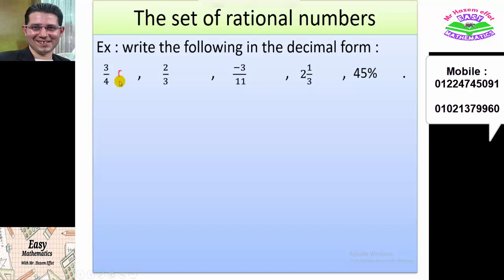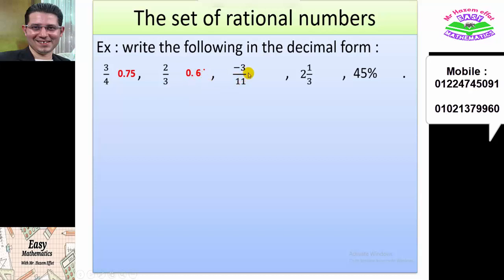It will be 0.75. The same with 2/3. It will be 0.6666 more times. I told you before in the previous exercise, when we have more 6s, it means this is a repeated or recurring decimal, so we can write it the easy way in this form: 0.16, and don't forget to put this dot above the 6, that means 6 is repeated.